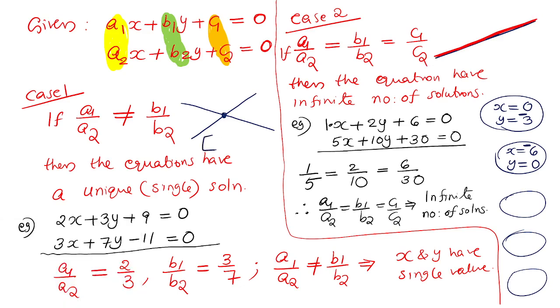Here the graph is what? Meeting at a single point. Infinite number of solutions means meeting at infinite number of points. It is possible only if the graphs are coinciding. Coinciding graph.